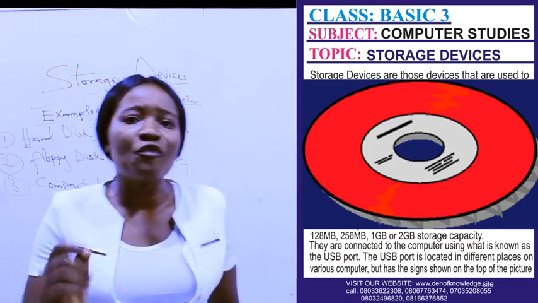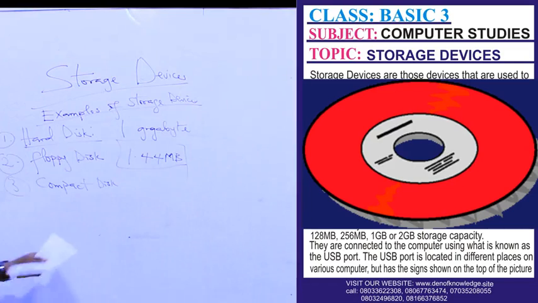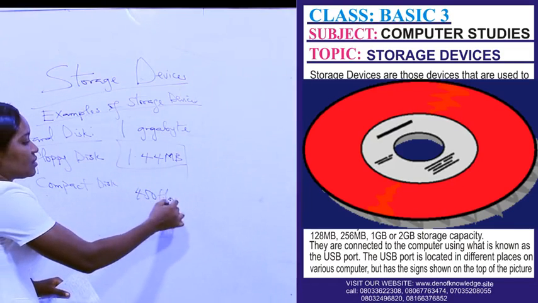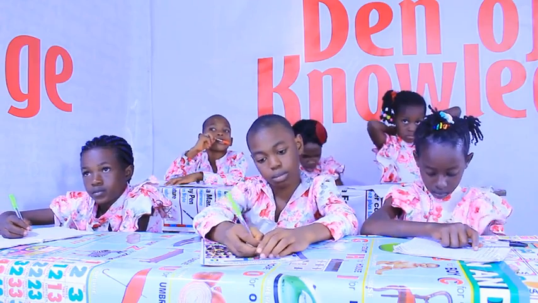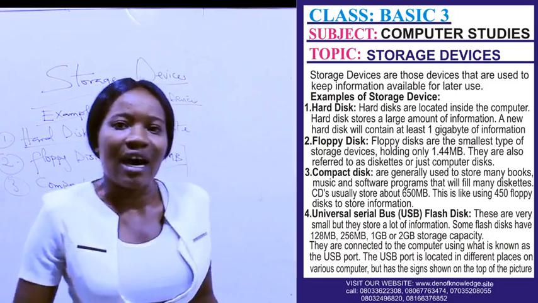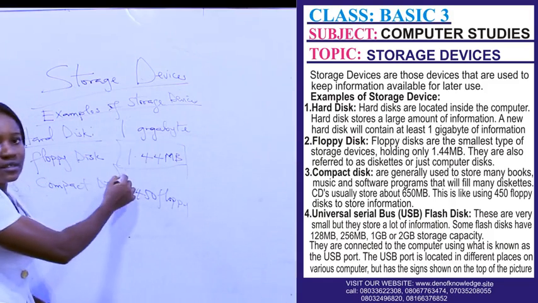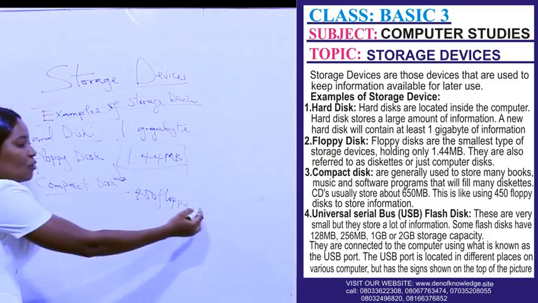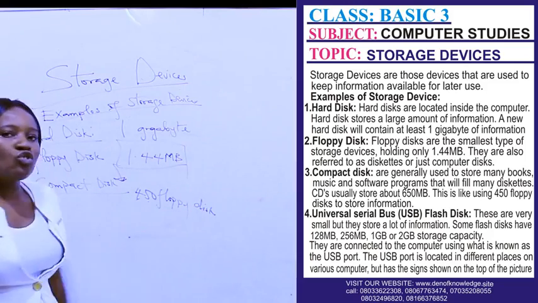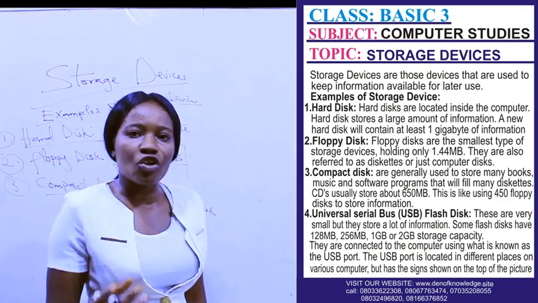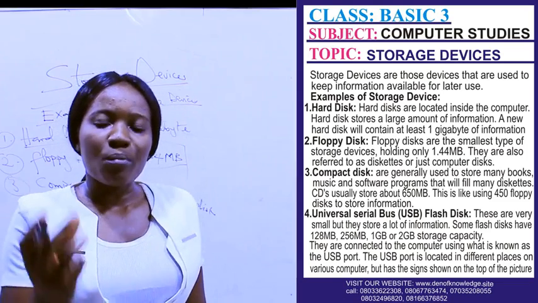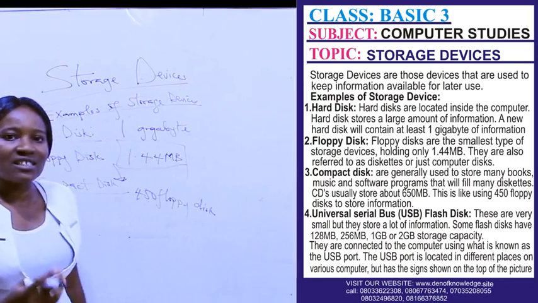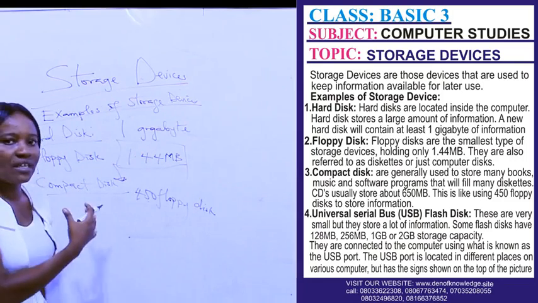A compact disk is like 450 floppy disks to store information. That means a compact disk is bigger than a floppy disk. And you use a compact disk to store your books, your music, and your software programs.